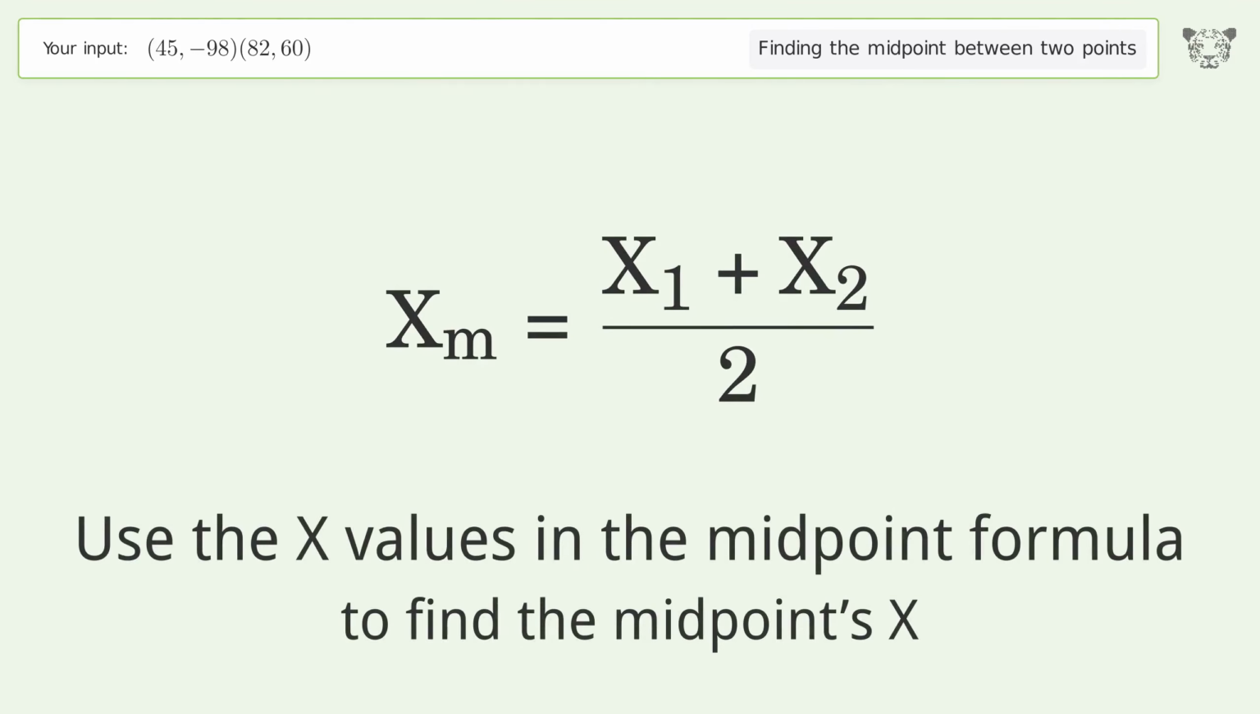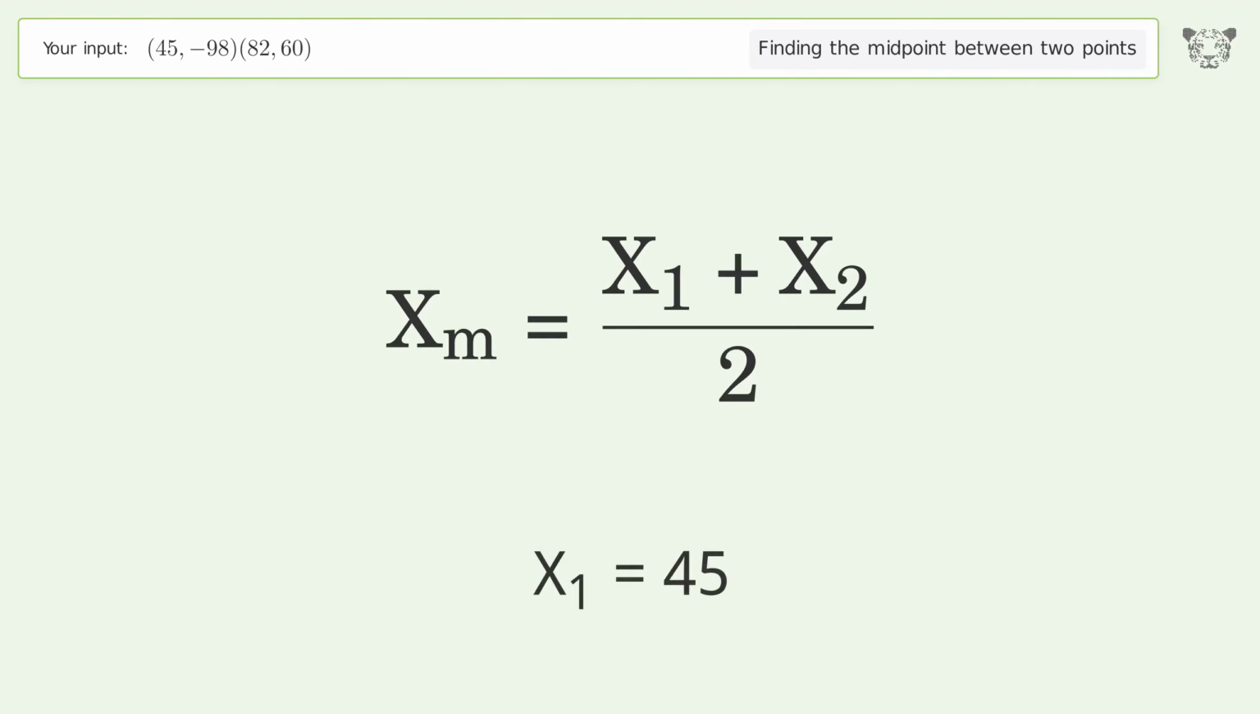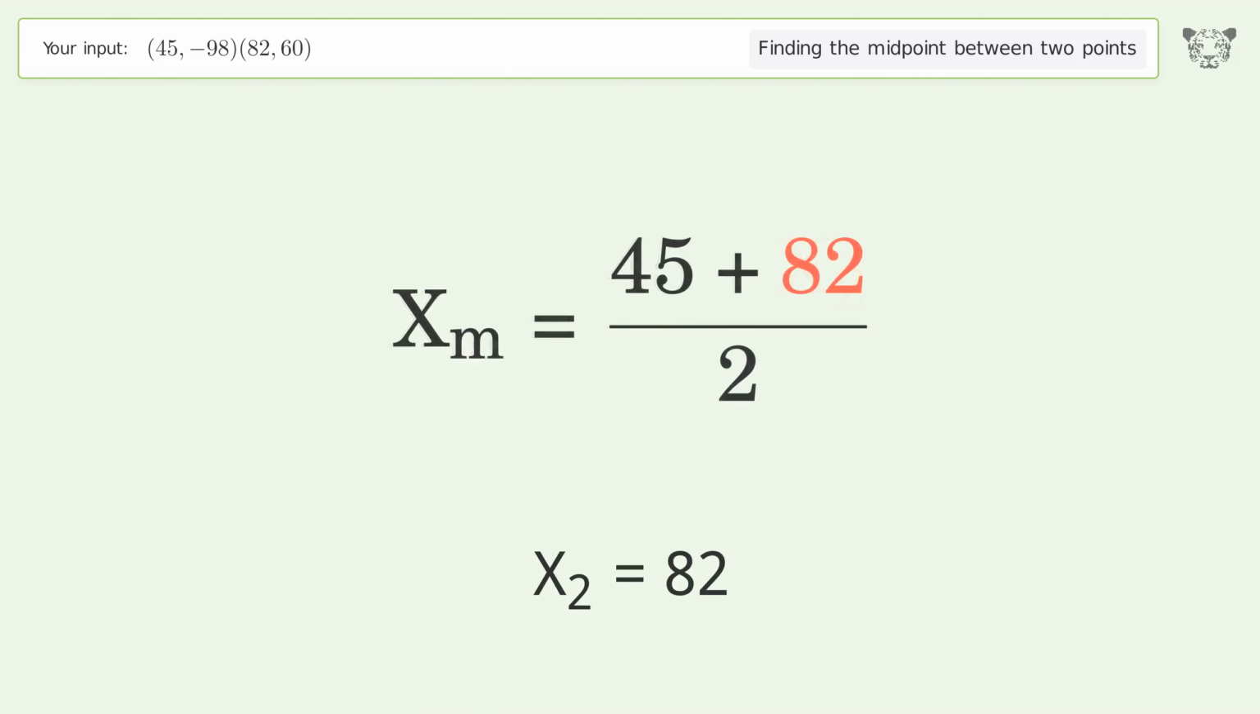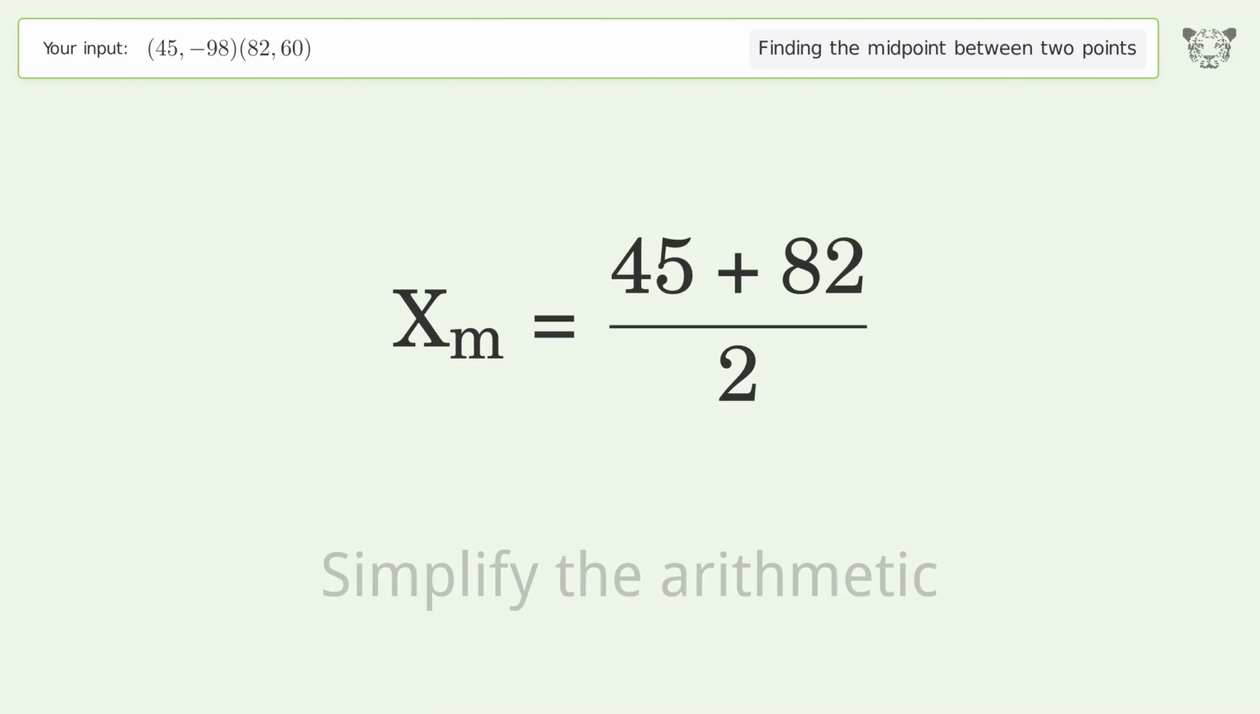Use the x values in the midpoint formula to find the midpoint's x. x1 equals 45. x2 equals 82. Simplify the arithmetic.